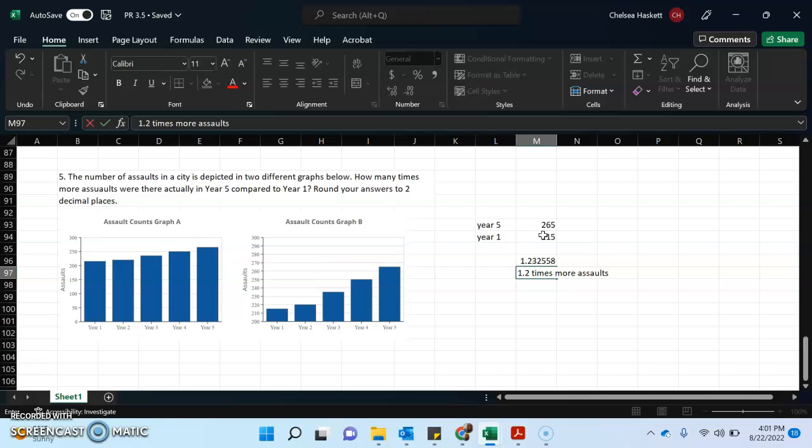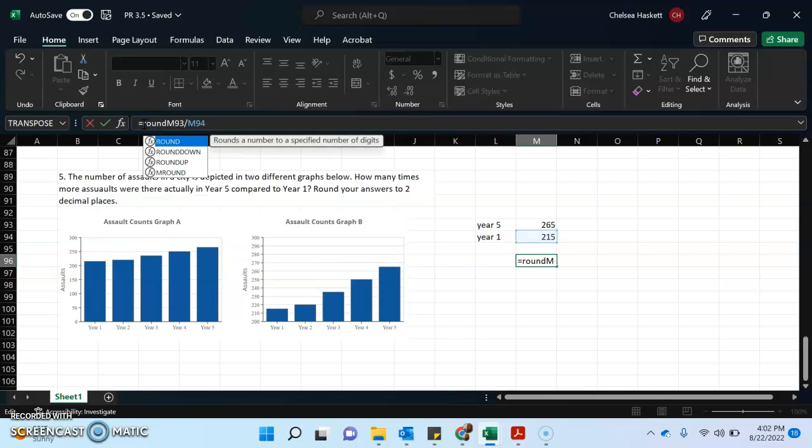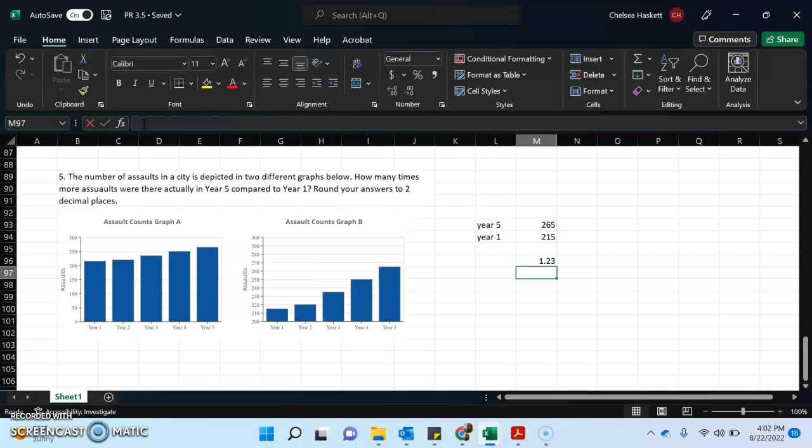Round your answer to 2 decimal places. If you wanted to fix this, we can go up here to Round, there it is, comma 2. We get 1.23, so 1.23 times more assaults. All right, that is 3.5. Have a great day.